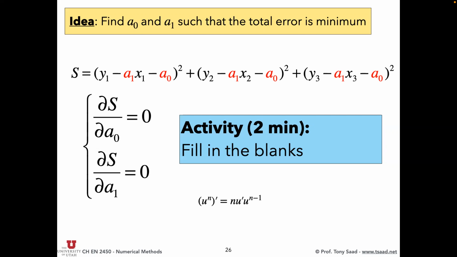y1 doesn't have A0, so the derivative of y1 with respect to A0 is 0. The derivative of A1 x1 with respect to A0 is 0. The derivative of minus A0 with respect to A0 is minus 1. So you get 2 times minus 1 times u to the power n minus 1. That's this entire quantity, y1 minus A1 x1 minus A0, to the power 2 minus 1. So that's to the power 1. Okay, so you get y1 minus A1 x1 minus A0.